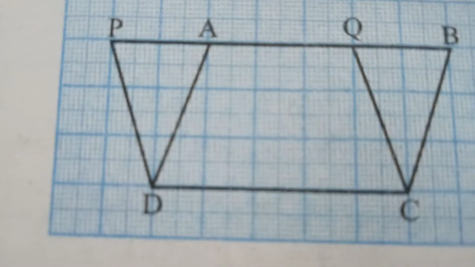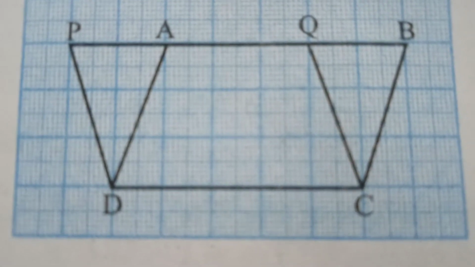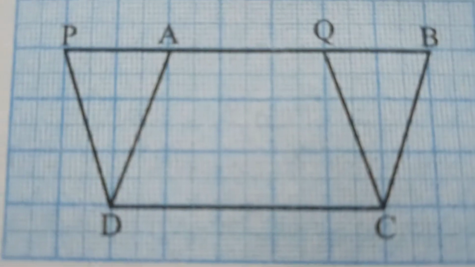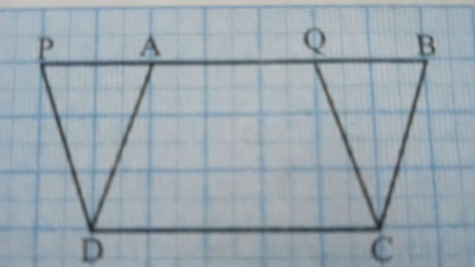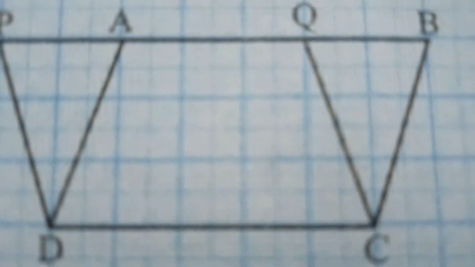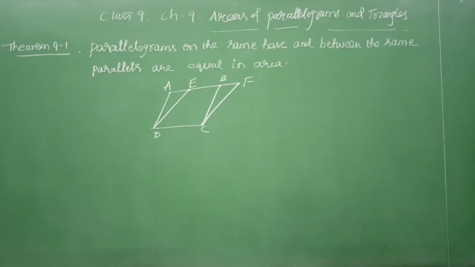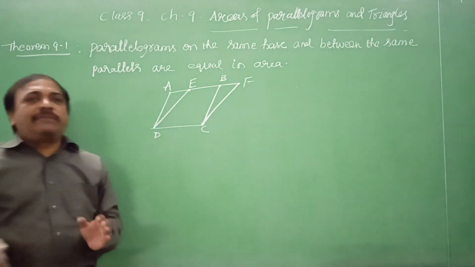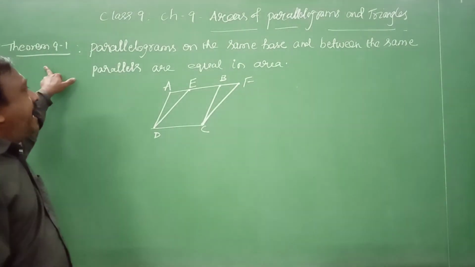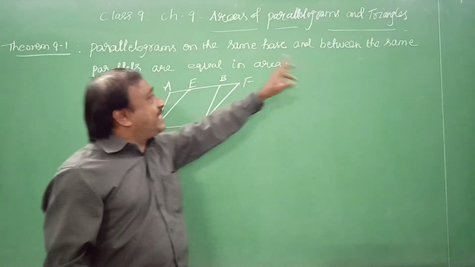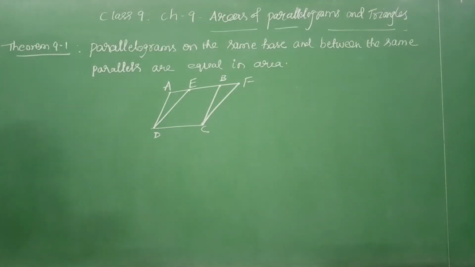So with this, what can we conclude? Parallelograms which are on the same base and lie between the same parallels will have equal area. Let us discuss how the area will be equal. We have a theorem, and we are going to prove that now. Theorem 9.1: Parallelograms on the same base and between the same parallels are equal in area. So how are these areas equal?